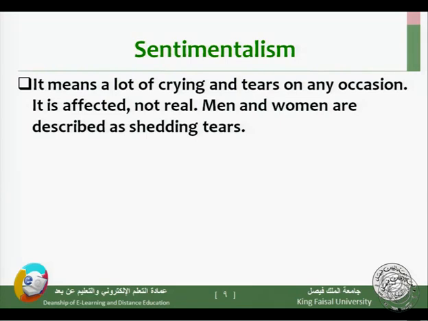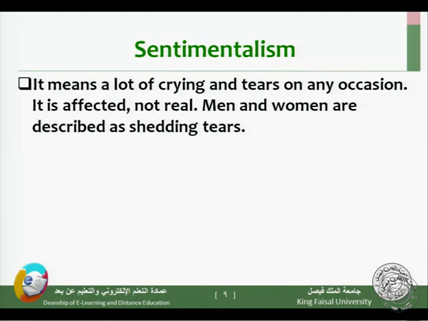They wanted to touch the reader. They wanted the reader to be affected. But of course, there is an adjective in English, it is affected. That is to say, not real. The crying that was used in plenty in the novels of the 18th century was affected. Most of the time, it was not real. Men and women are described as shedding tears all the time, crying all the time, on any occasion. That, of course, would be something silly. It is not needed, it is not necessary, it is not real.